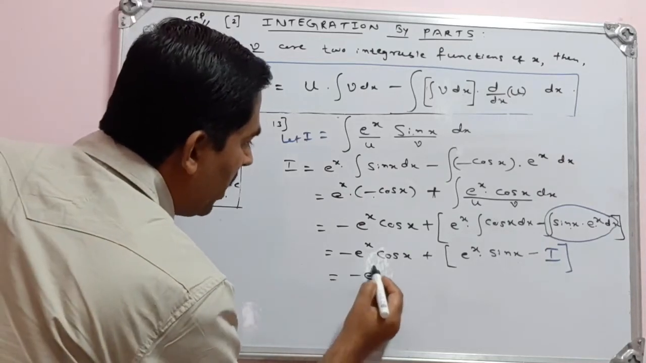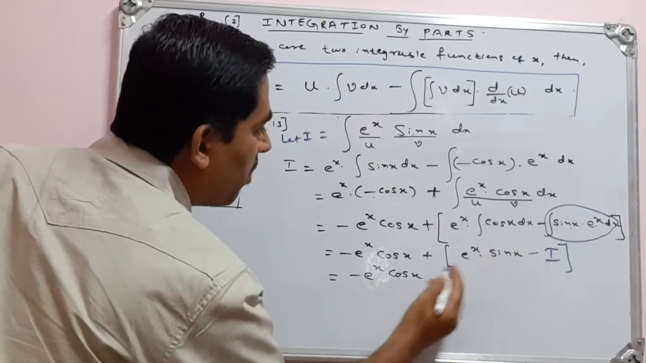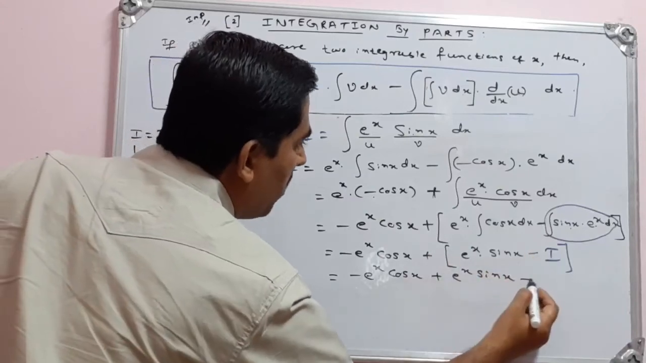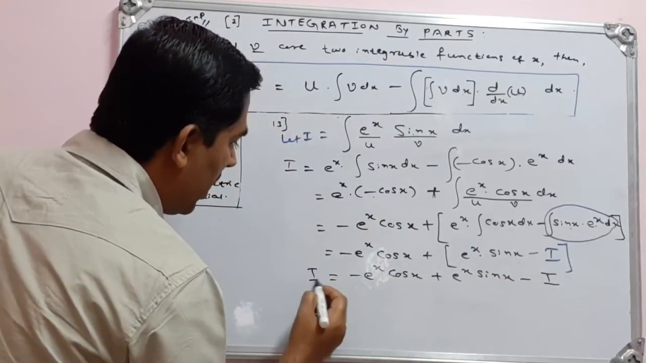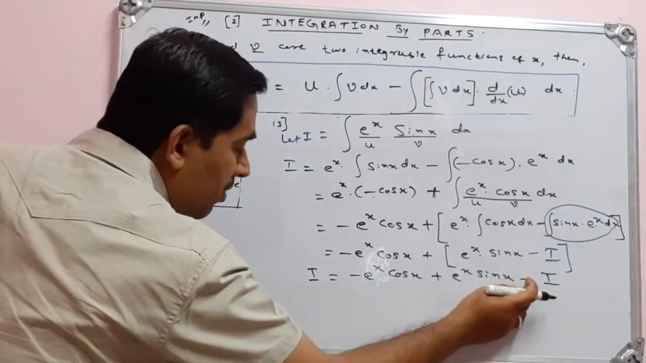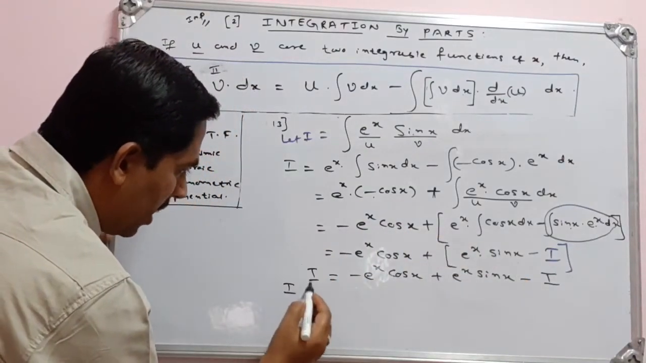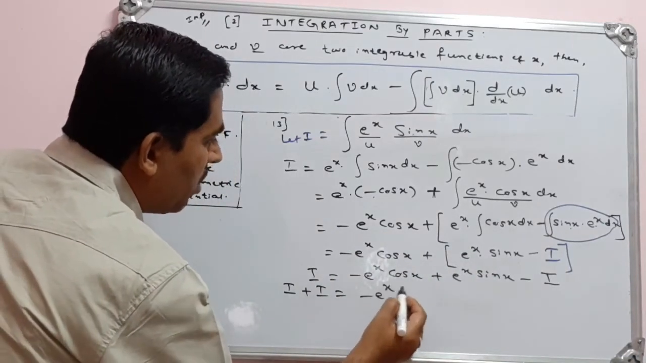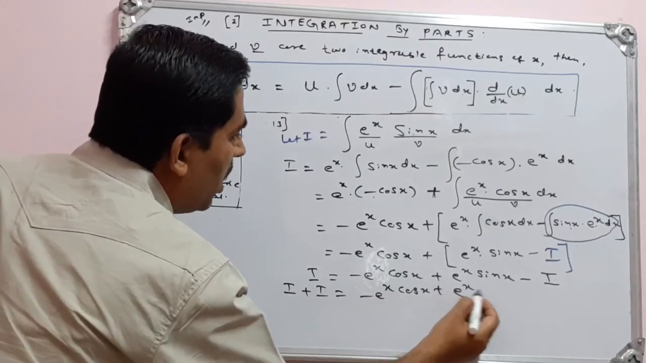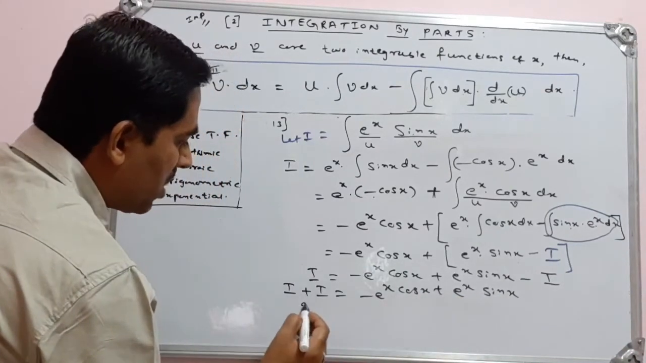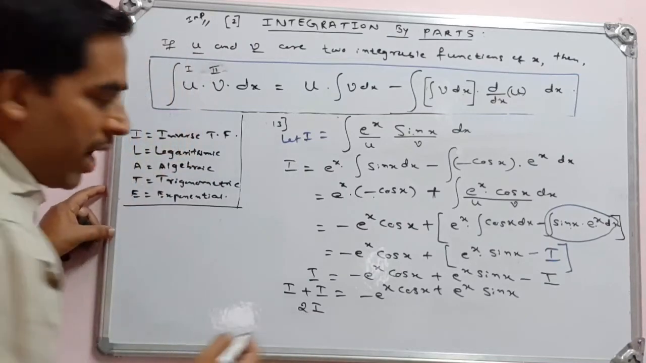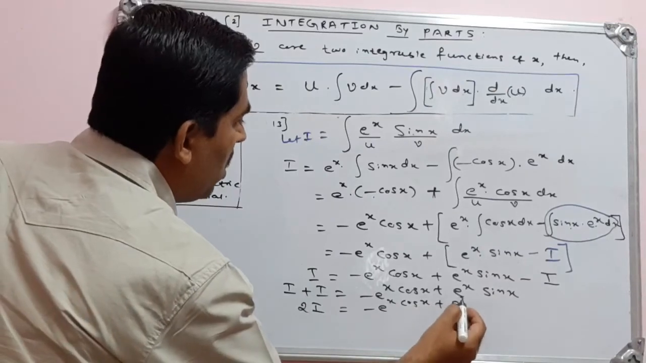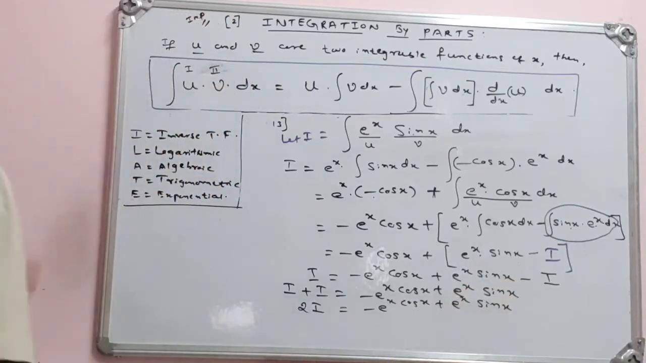Then minus e to the power of x cos x. So remove this bracket, plus e to the power of x sin x, then plus into minus, minus this I. On the left hand side I have one I. I will shift this minus I to the left hand side. So I will get I, this I I will write as it is, and minus I comes to the left hand side, plus I. So I will get this minus e to the power of x cos x plus e to the power of x sin x. I plus I will be 2I. So 2I is equal to minus e to the power of x cos x plus e to the power of x sin x.